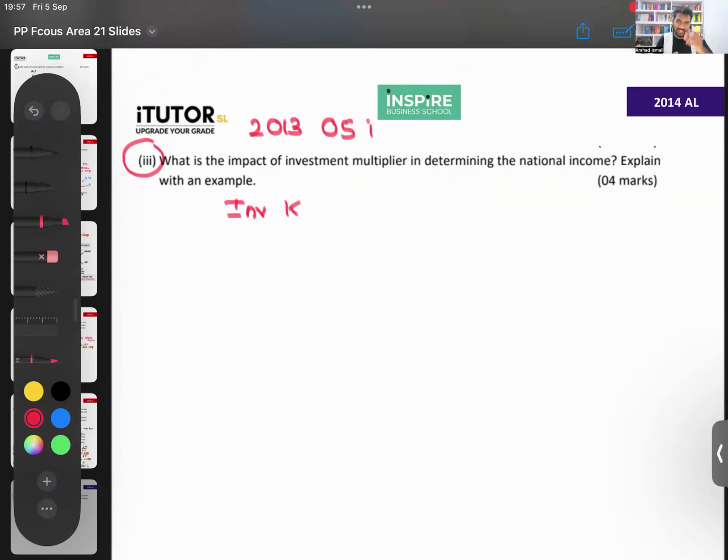So I'm not dictating this now. I'm just here to explain the answer. You can talk about this. The investment multiplier will depend on your MPC and MPS. So that's how the equation is: 1 over 1 minus MPC. So if your MPC or MPS changes, then your multiplier will start changing.